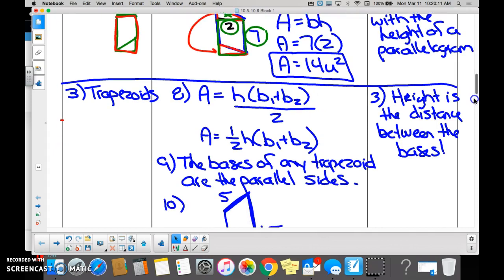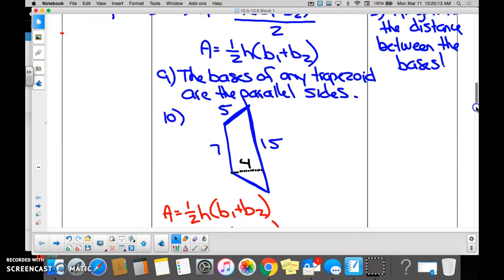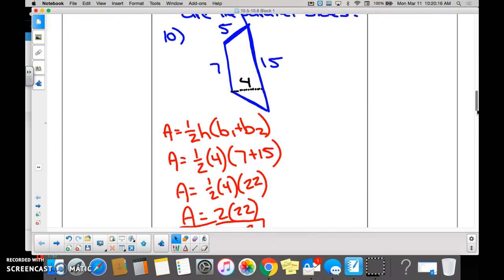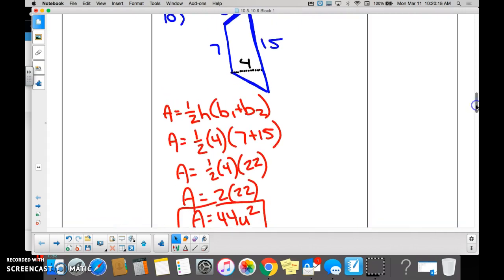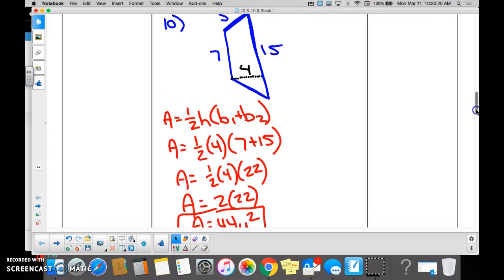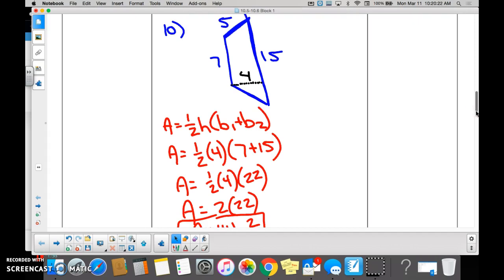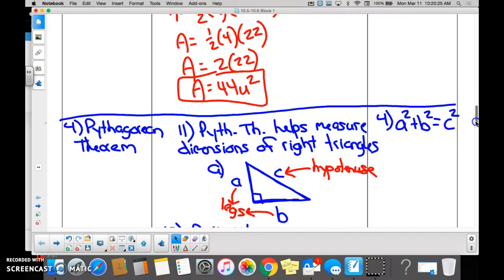Trapezoids: the bases of the trapezoid are the parallel sides, yes? Okay, so then what you do is add up the bases, multiply them by the height, and divide by 2. We cool with trapezoids? Yeah. And the reason I'm skimming through that so fast is because we've already done it in Wake Up.